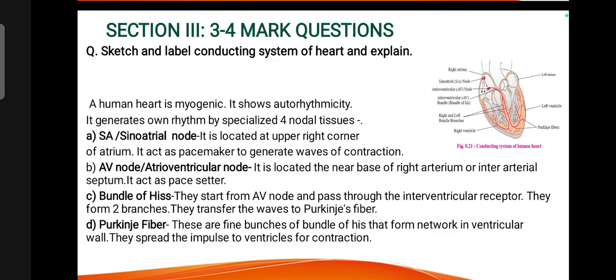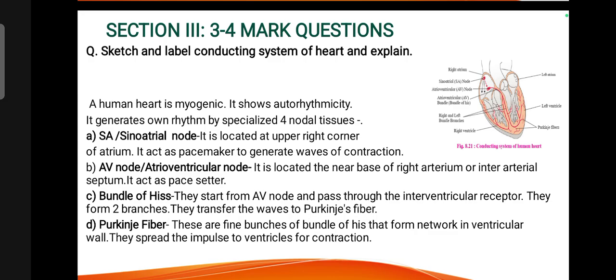The human heart is myogenic, it shows autorhythmicity. It generates its own rhythm by 4 specialized nodal tissues. First, SA node, sinoatrial node, located at the upper right corner of the atrium. It acts as the pacemaker to generate waves of contraction. AV node, atrioventricular node, is located near the base of the right atrium on the inner atrial septum. It acts as the pace setter.